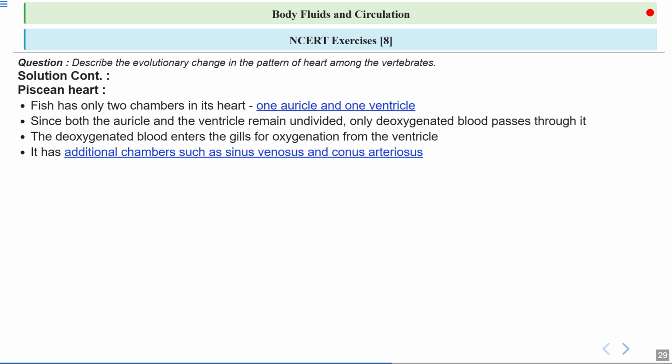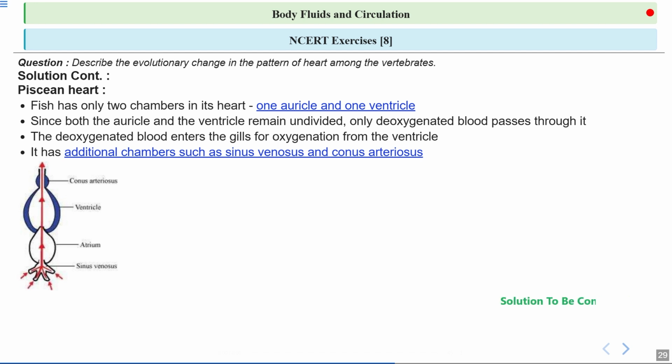In addition to the main chambers, the fish heart has extra parts called the sinus venosus and conus arteriosus. In this image you can see the Piscean heart. It has one auricle and one ventricle, and you can see the sinus venosus and conus arteriosus also. These are the additional chambers.